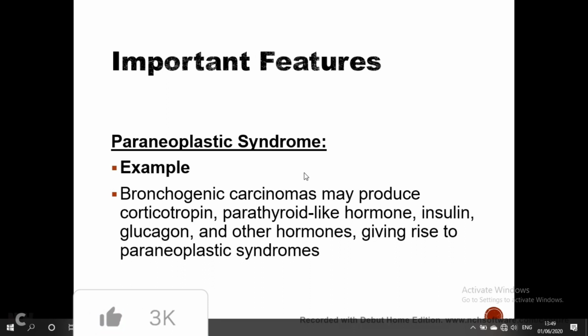For example, bronchogenic carcinoma or lung carcinoma, certain types of lung carcinoma may produce corticotropin, that is ACTH, parathyroid-like hormone PTH, insulin, glucagon, and other hormones. Obviously, you can understand that limitless secretion of these hormones can produce a detrimental effect on the body or the organs of the patient, and it is very difficult to manage them clinically. Also, you will have a separate lecture on paraneoplastic syndrome and clinical features of neoplasia, so we will not go into the detail of it right now.